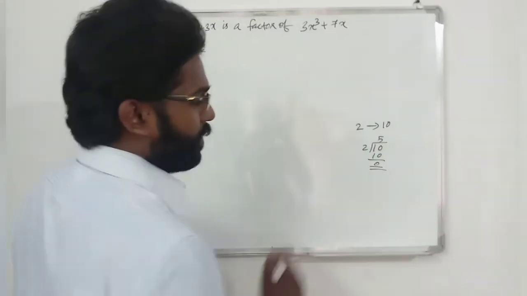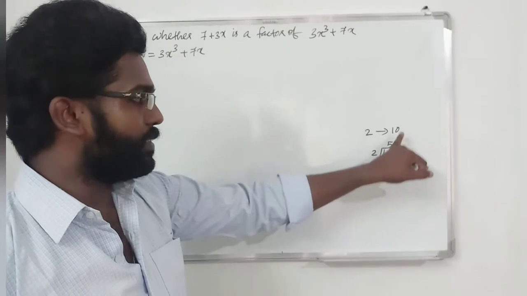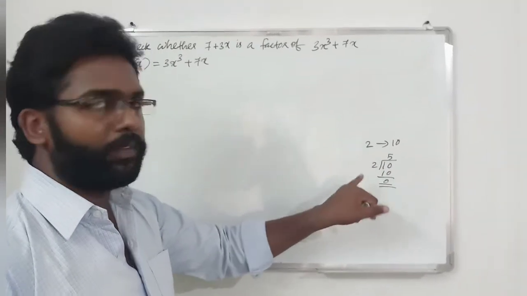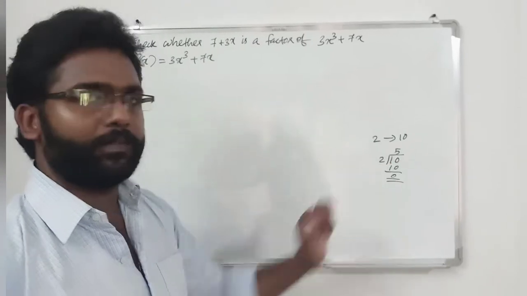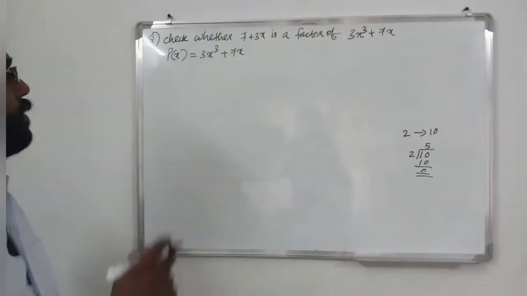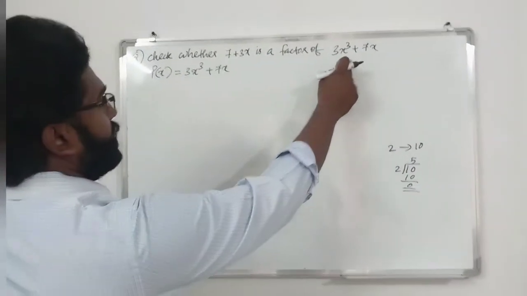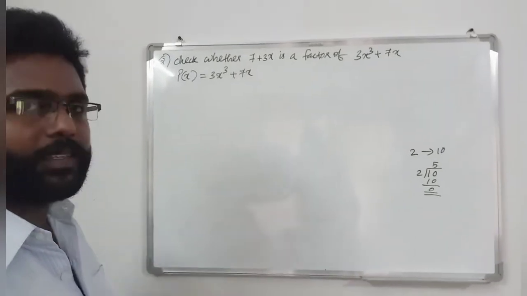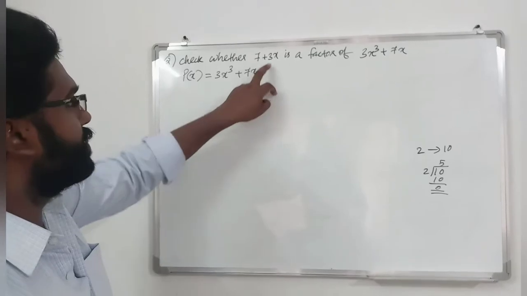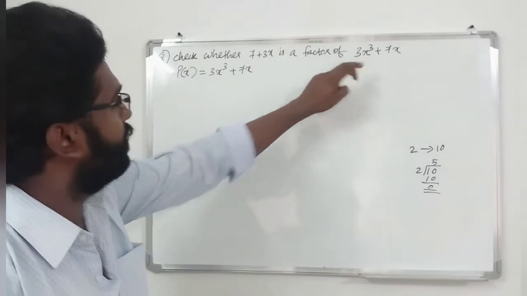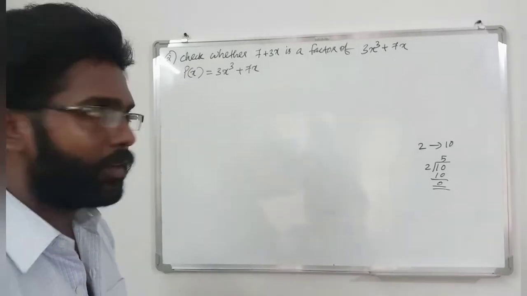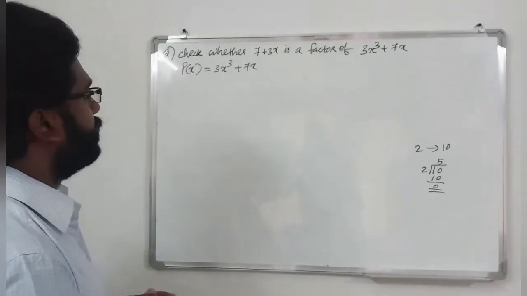If 10 is divided by 2, then the remainder is 0, so we can say that 2 is a factor of 10. In the same manner, this polynomial is divided by this polynomial. If the remainder is 0, then we can say that this is a factor of this polynomial. By the remainder theorem we know how we can find the remainder.